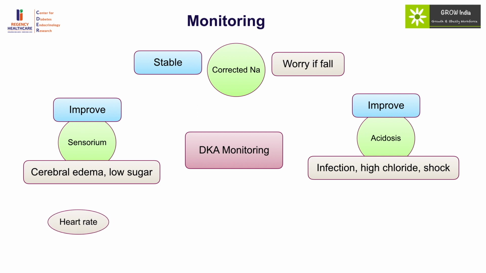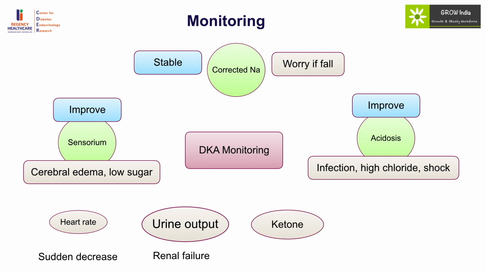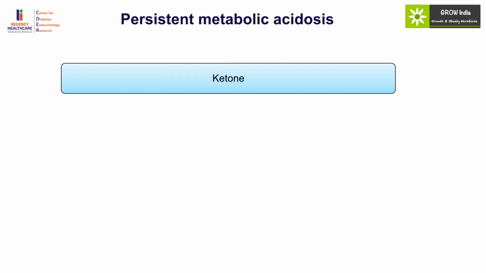Heart rate is expected to decrease with correction of dehydration, but sudden decrease should alert the possibility of cerebral edema. Urine output should be normal. If the urine output is below 1 ml per kg per hour, one needs to be cautious about the possibility of renal failure. Ketosis should resolve with time, but if it is persisting, one should think of an insulin dose which is sticking in the tubing or an inadequate dose of insulin. If potassium levels are decreasing, one needs to be very careful in terms of reducing insulin and increasing potassium.